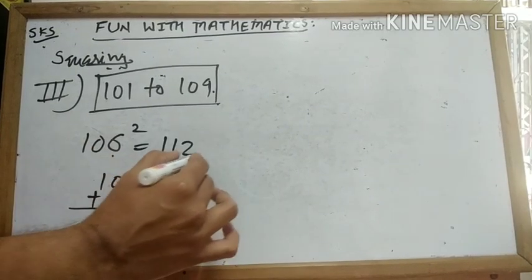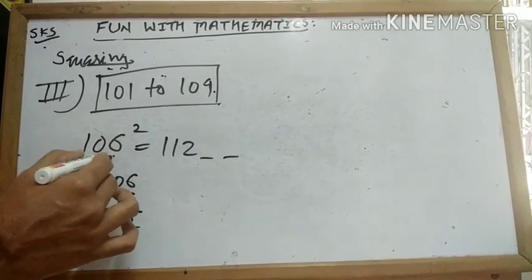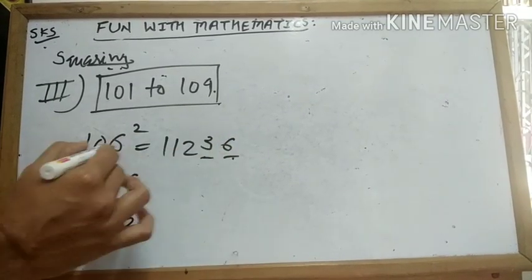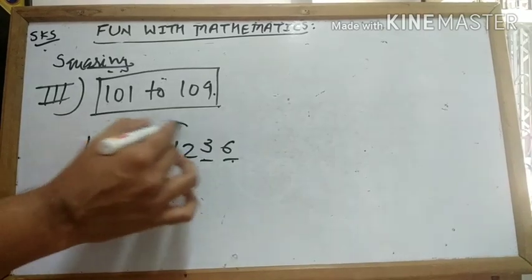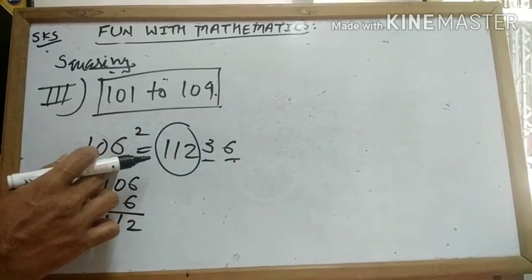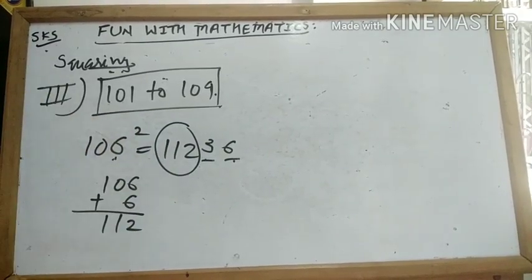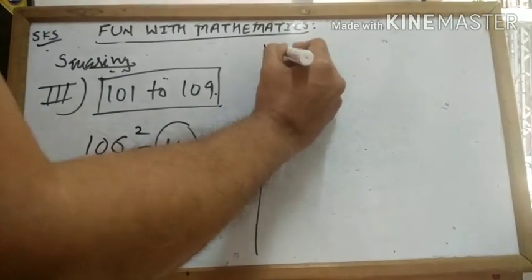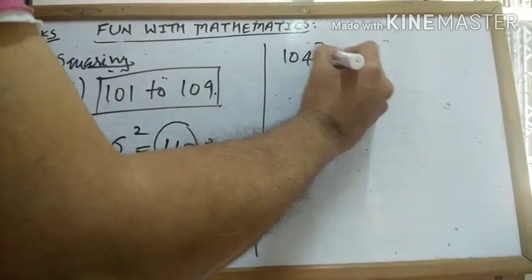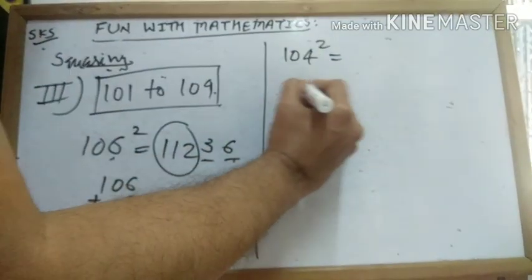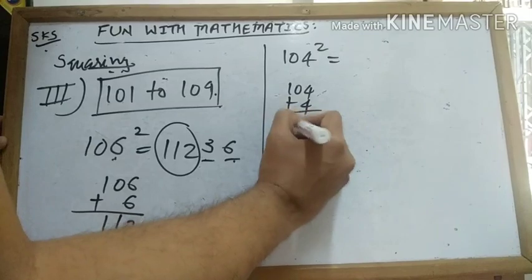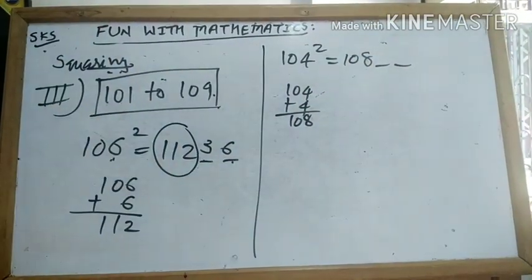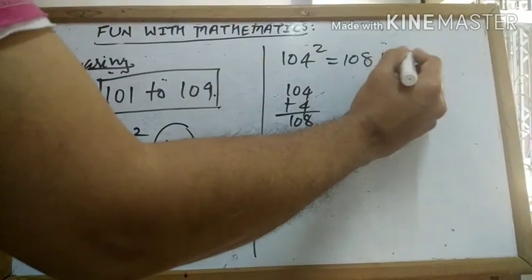Then 2 more digits will come over here: 6 square, that is 36. These 2 digits come from the square of the units place digit, and these 3 digits come from the number plus its digit in the units place. Let us try to understand with one more example. Suppose I am having 104 square. Then as I told you, 104 plus 4, that is 108, and there should be 2 digits after that, that is 4 square, that is 16.